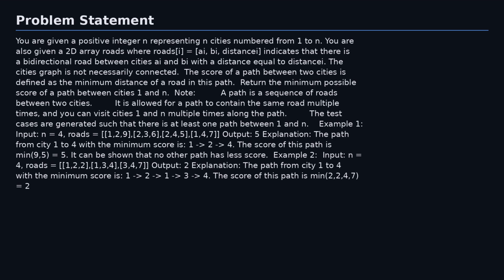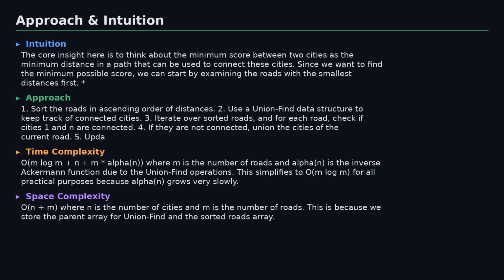Now, let's talk about the intuition behind this problem. Think of it like planning a road trip. You want to get from city 1 to city n, but you want to take the route with the minimum total distance. You can think of the roads as edges in a graph, and the cities as nodes. The core insight here is to think about the minimum score between two cities as the minimum distance in a path that can be used to connect these cities.